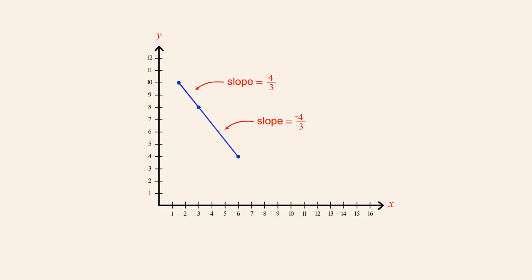Since the slopes of these two connected line segments are the same, all 3 points must lie on the same line. We can therefore assume that the water in the pool is draining at a constant rate and that the water depth as a function of time is linear.